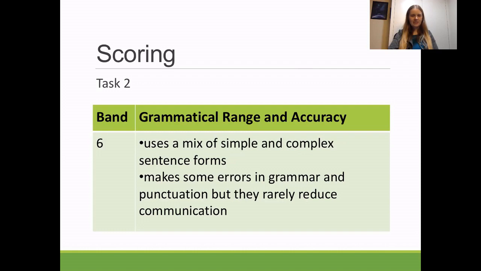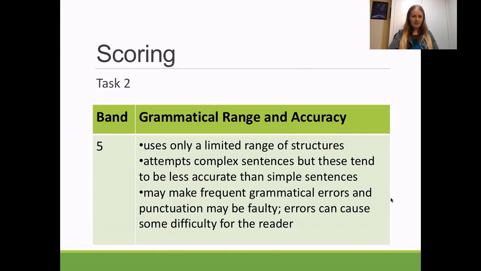For a score of 6, this would mean that you're using a mix of simple and complex sentence forms. So a lot of your sentences are very simple, but you did try the complex ones as well. And then you make some errors in grammar and punctuation, but they don't confuse the reader and they don't confuse the idea that you're trying to convey.